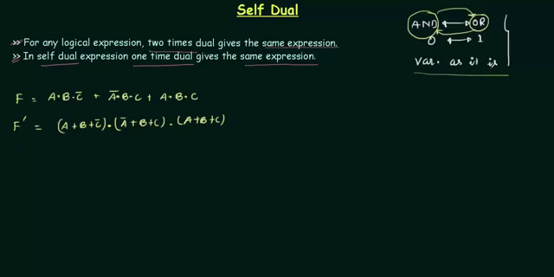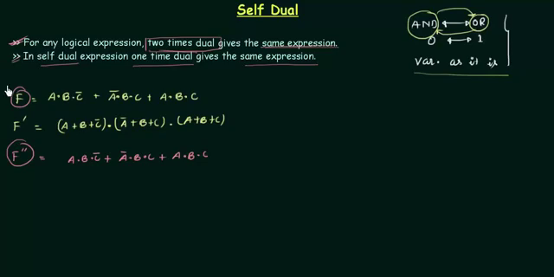Again we are going to take the dual. This is the second time we are going to take the dual. We will follow the same steps. We are going to keep the variables as it is. This OR will now be written as AND. This AND will now be written as OR, B and C, or A and B and C. Now you can see that F and F double prime are same. So when you take the dual 2 times, you are going to have the same expression. This is proved. Now we will solve for self-dual.